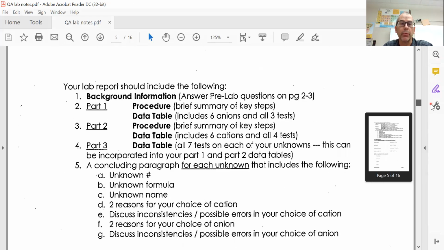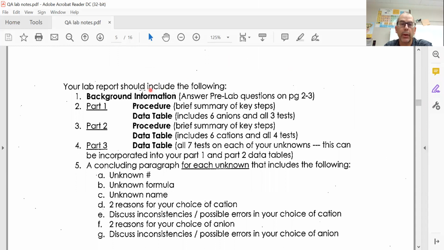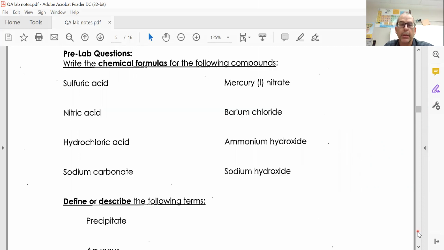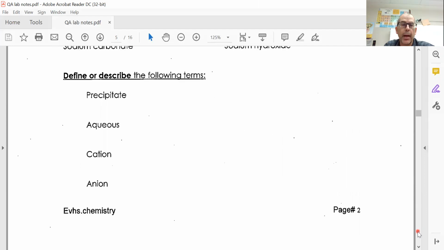This on the next page really summarizes how we're going to be looking at things. You've got the background information. There are some pre-lab questions. There are the procedures; you're going to look at those and summarize those. You're completing your data tables. And then ultimately you're doing your unknowns and then coming up with a conclusion for those. Okay, so that's kind of how it's lined up. And here are your pre-lab questions.